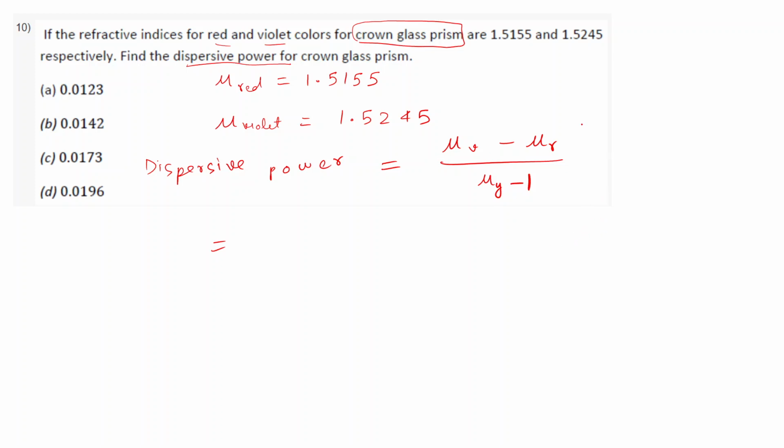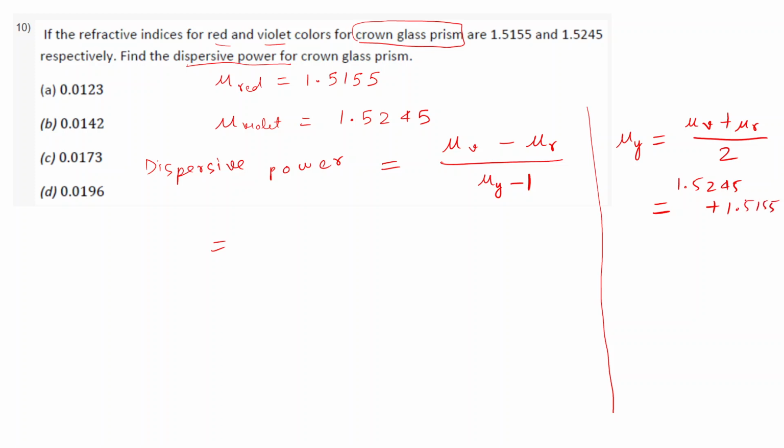This is what should be done. The refractive index for yellow light will be the average of the refractive index for violet light and the refractive index for red light. Okay, so let's calculate this. The value for violet light is 1.5245 plus the refractive index for red light, 1.5155. They have given us accuracy to the 4th decimal digit, so our answer we'll also keep like that.